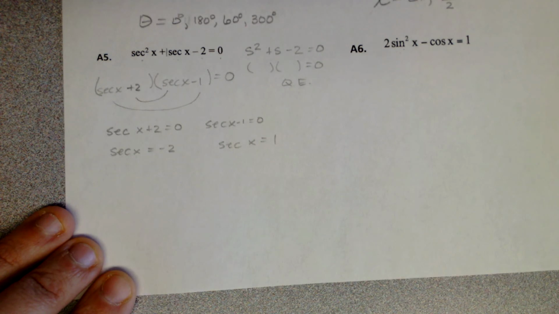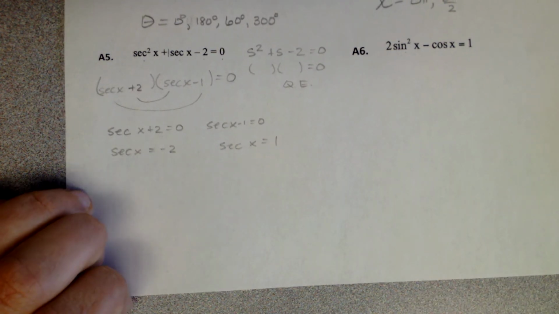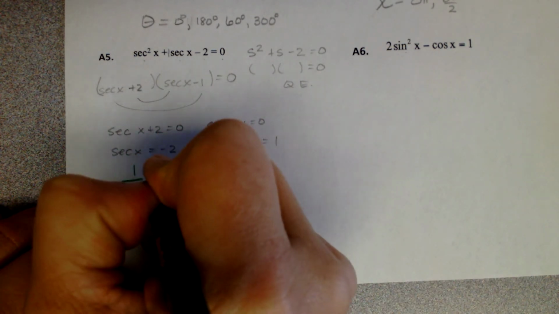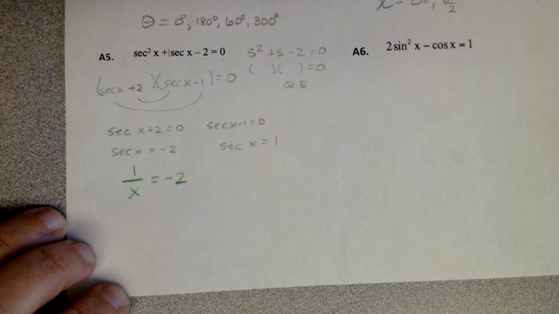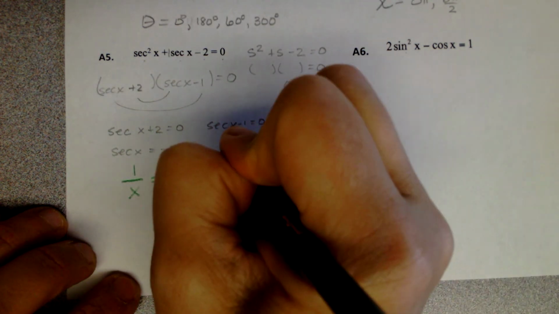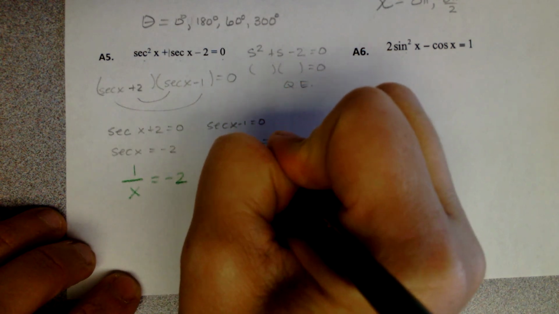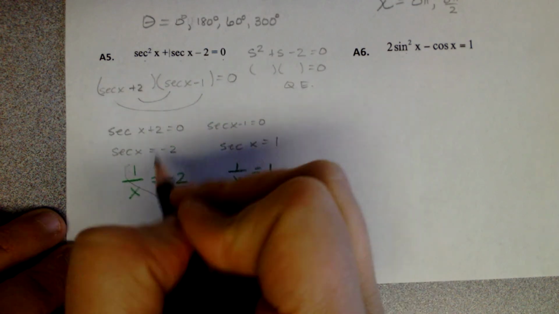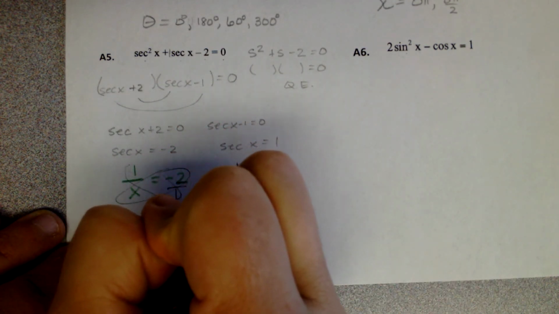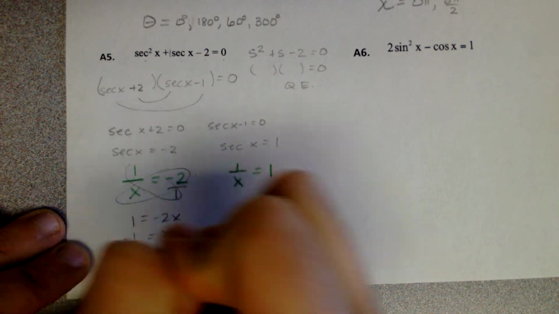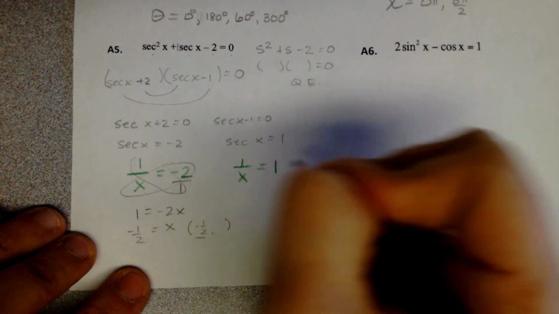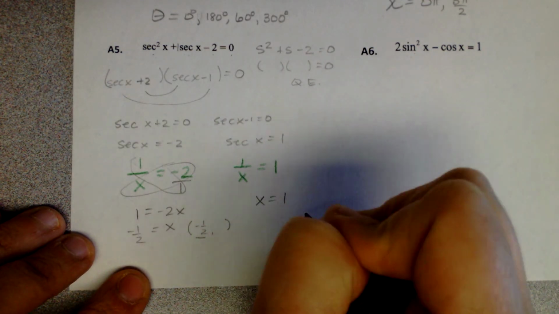And now we get to a little bit of a tricky situation. If you remember from the unit circle, secant goes back to cosine. Cosine is x, so 1 over x has to take on the value of -2. When we solve this, same thing here, 1 over x has to equal 1. We can solve this by putting this over 1 and cross multiplying. 1 is equal to -2x. X is equal to -1/2. That's what we're looking for. Solve this one, we get x is equal to 1.